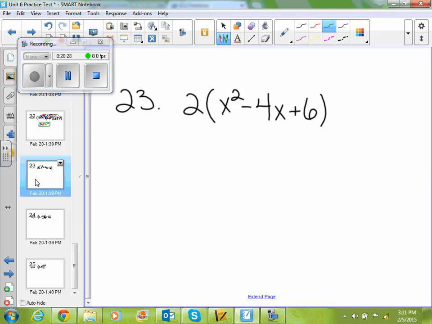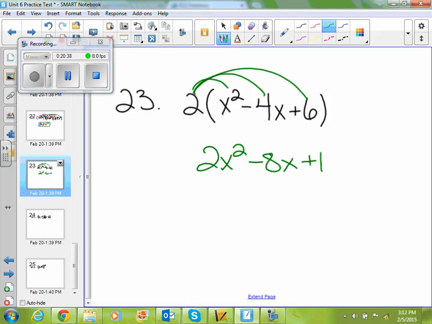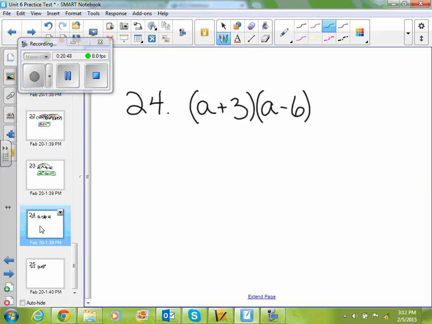Distribute my two. So 2 times x squared is 2x squared. 2 times negative 4x is negative 8x. And 2 times 6 is 12. We're not done. How am I going to multiply this? What do I need to do? Leave the foil. The foil.